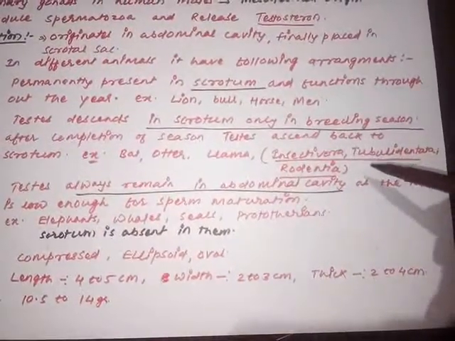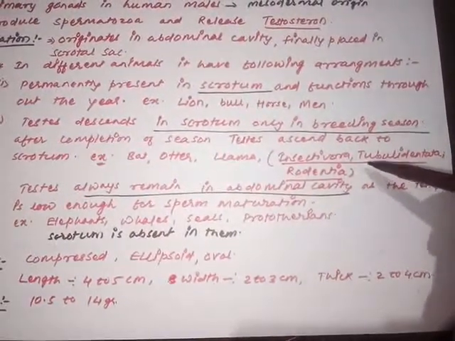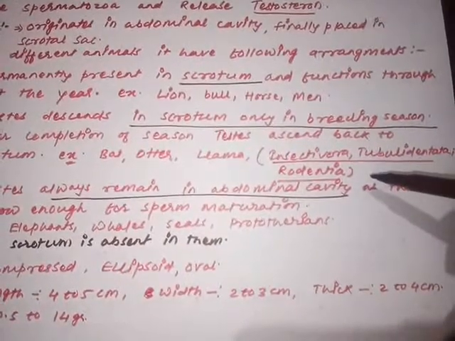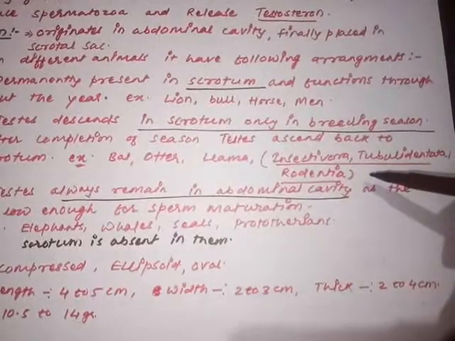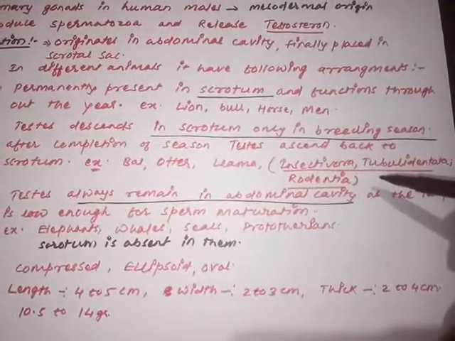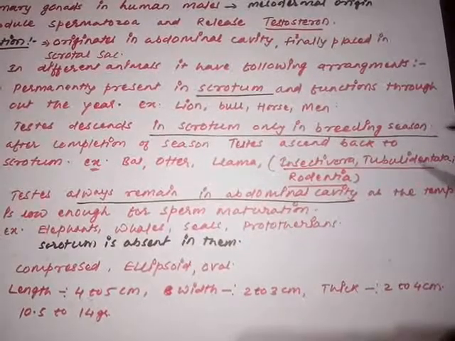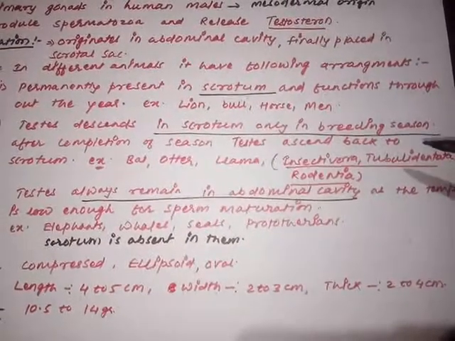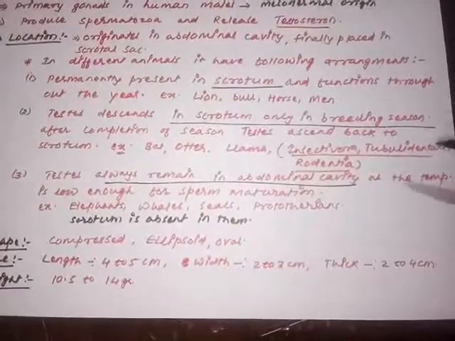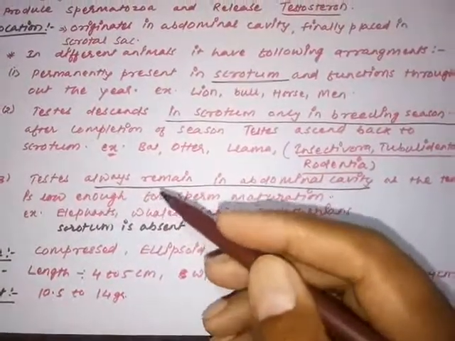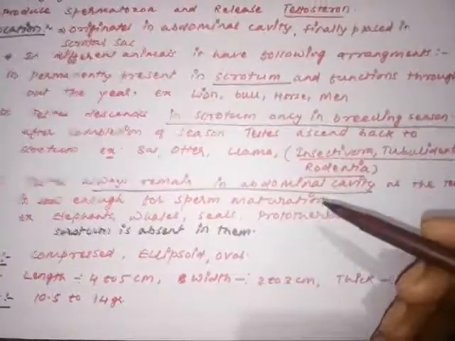Basically these three orders of the class Mammalia, Insectivora, Tubulidentata and Rodentia, are having the seasonal breeder nature. The testis comes downside in the scrotal sac only during the breeding season, otherwise it will remain there in the abdominal cavity. Now the third arrangement of the testis is there. Testis always remains in the abdominal cavity.